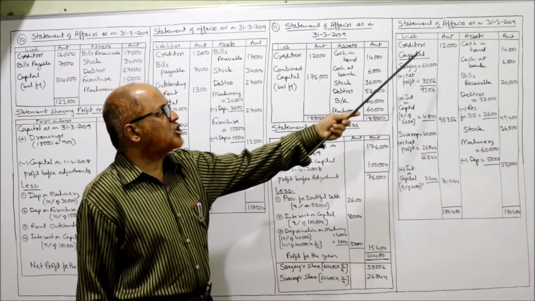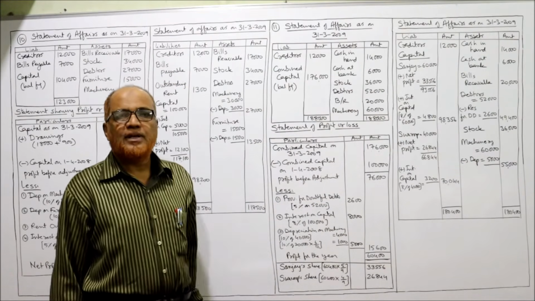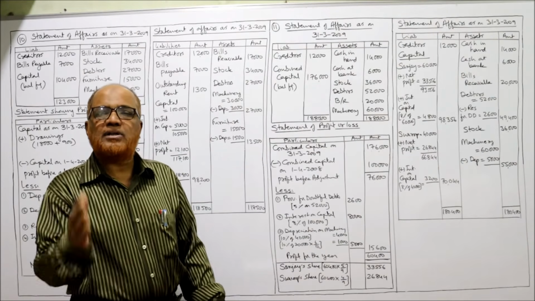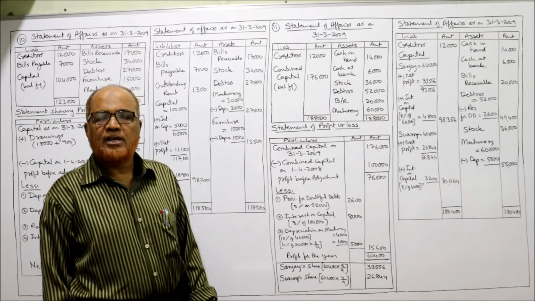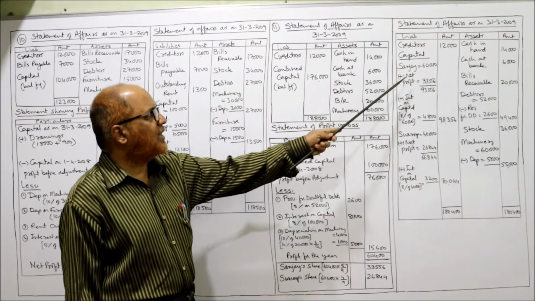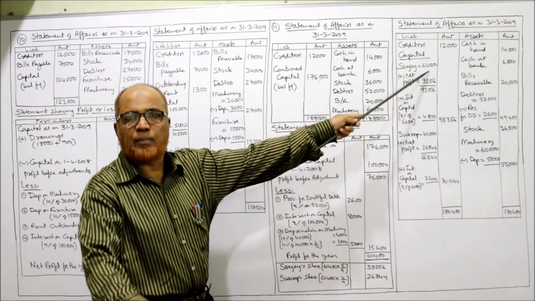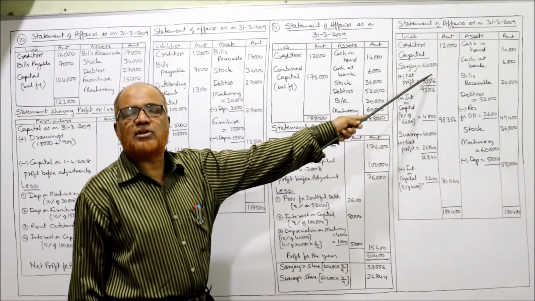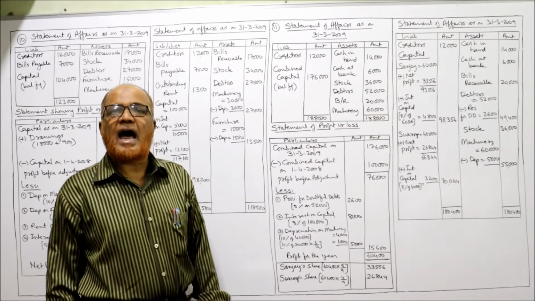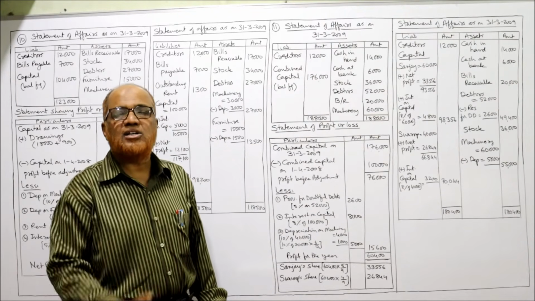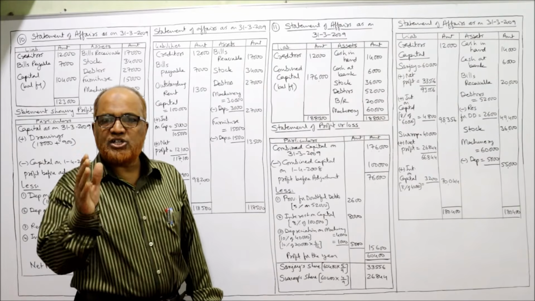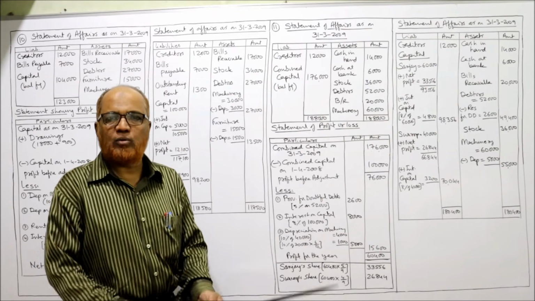Creditors 12,000, no change. Now capital. Separately we have to show the capital for Sanjay and Swarup. Sanjay's capital at the beginning of the year was 60,000. It is given in the problem. 60,000 was the capital of Sanjay. To this we have to add the net profit and interest on capital. Both we have to add up.